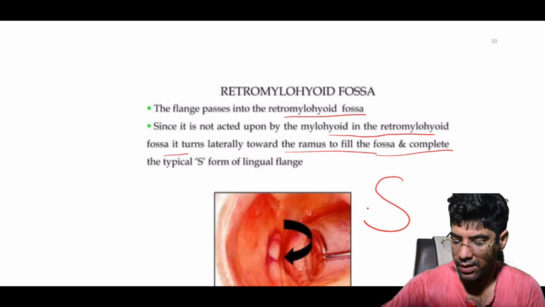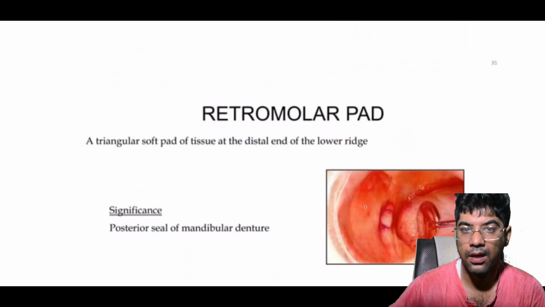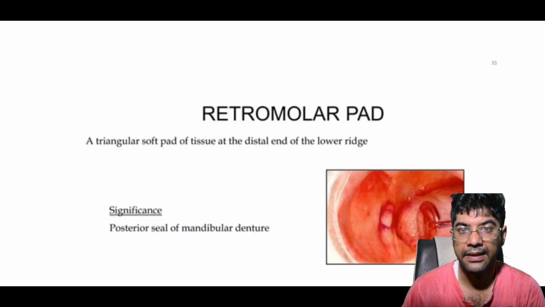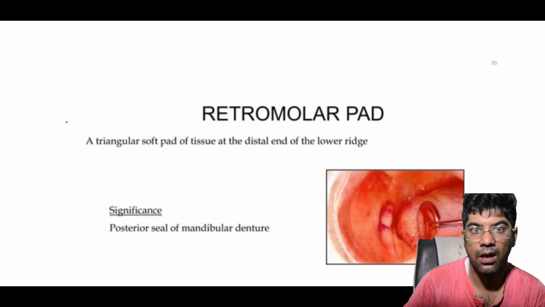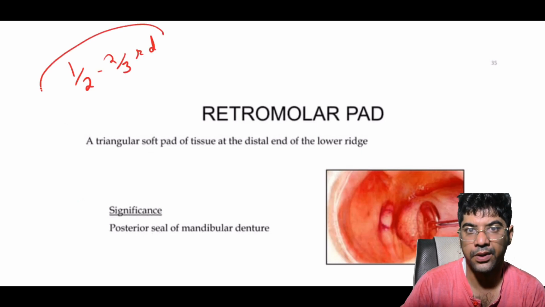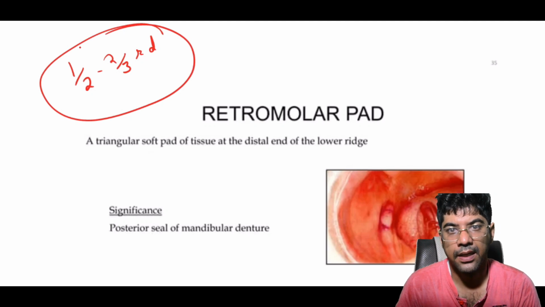Next is the retromolar pad. Retromolar pad is non-keratinized tissue that is located posterior to the third molar. It serves as a posterior seal for the mandibular denture, and it is bounded by various muscles and tendons. The denture base should extend only 1/2 to 2/3 over the retromolar pad. That you should remember for your entrance exam. The retromolar papilla should be used as a guide for posterior termination of the denture.